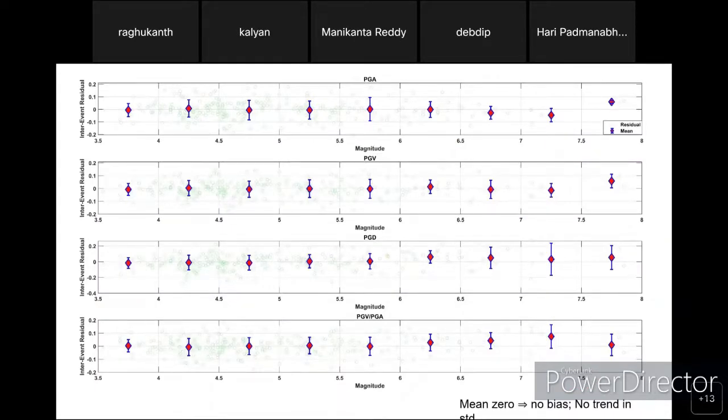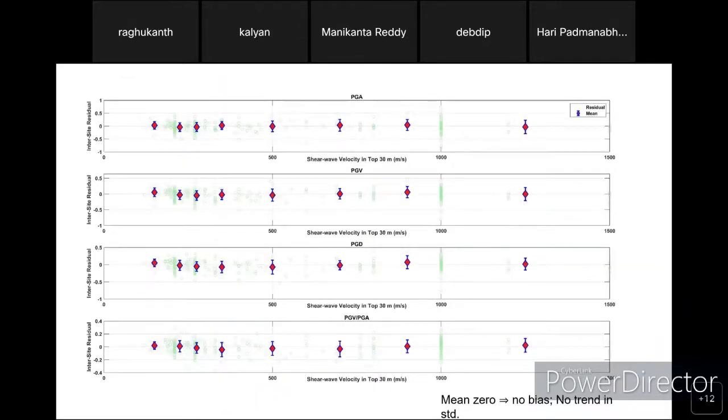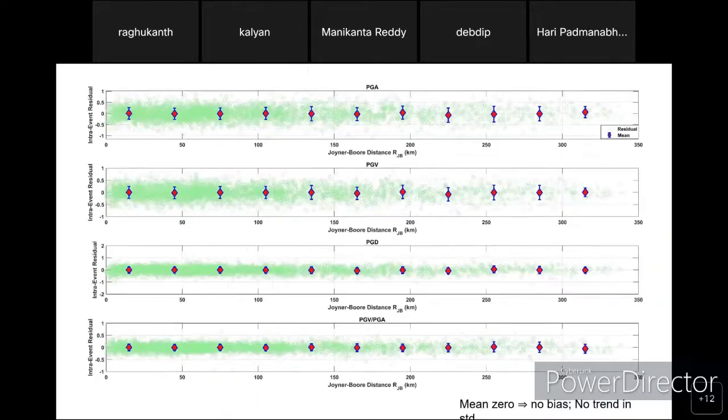These are mandatory: the bias plots. You have to show that they don't have any pattern with respect to all the input parameters. You get these visual plots, and also the numbers, for PGA, PGV and all the other parameters. If all of them are near zero, that means your network is very good and it is able to capture the patterns in the data. That is how we evaluate our network, okay?